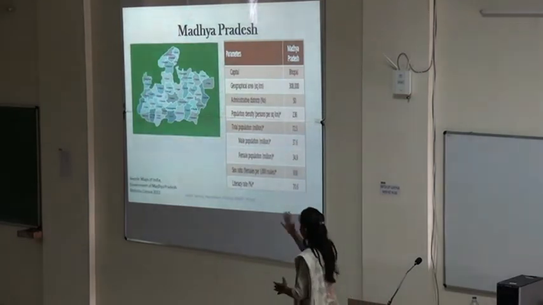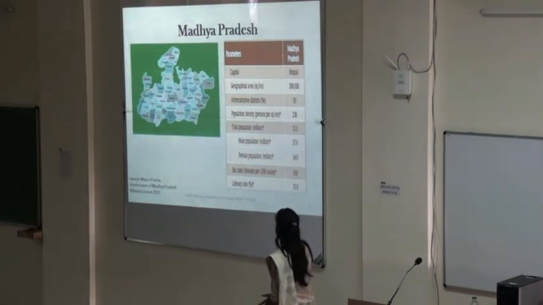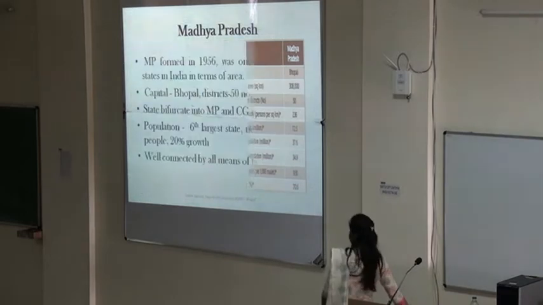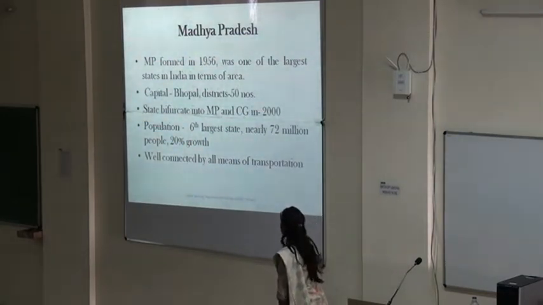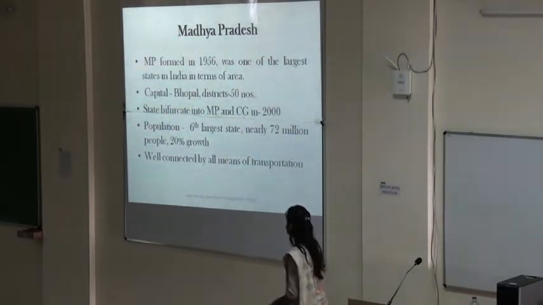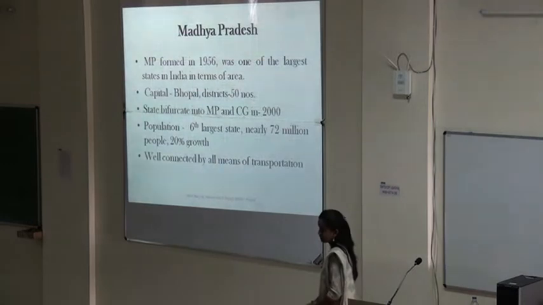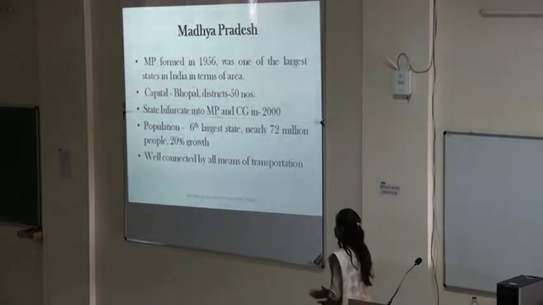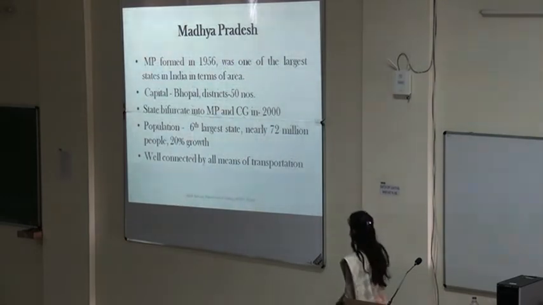Okay. This is Madhya Pradesh, having 50 districts, capital is Bhopal. Its geographical area is nearly 30 lakh square kilometer, and the total population is nearly 72.5 million. Madhya Pradesh was formed in 1956, and at that time it was one of the largest states in India. The state was bifurcated into MP, Madhya Pradesh and Chhattisgarh in 2000. Population-wise, Madhya Pradesh is now the 6th largest state and has 72 million population, increasing at a rate of 20% growth over the past 10 years. And it has been benefited by all these projects.